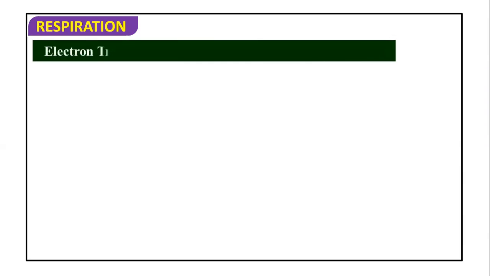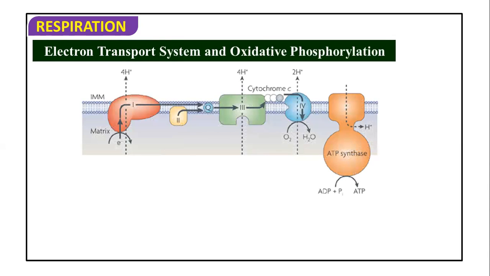In the electron transport system and oxidative phosphorylation, several electron carriers are located in the inner mitochondrial membrane. And these electron carriers play a role in the transport of H plus from the mitochondrial matrix to the perimitochondrial space.